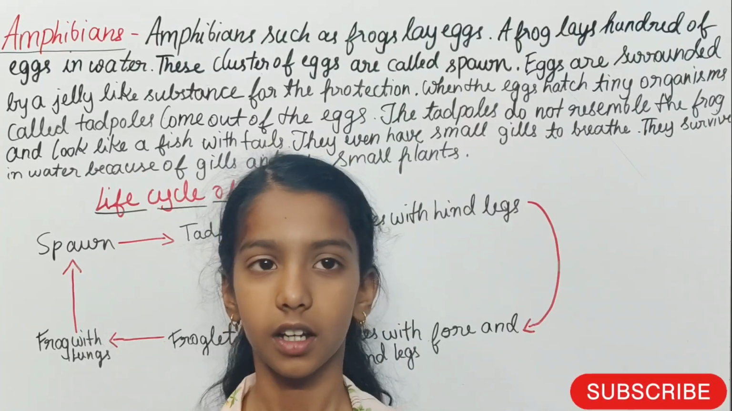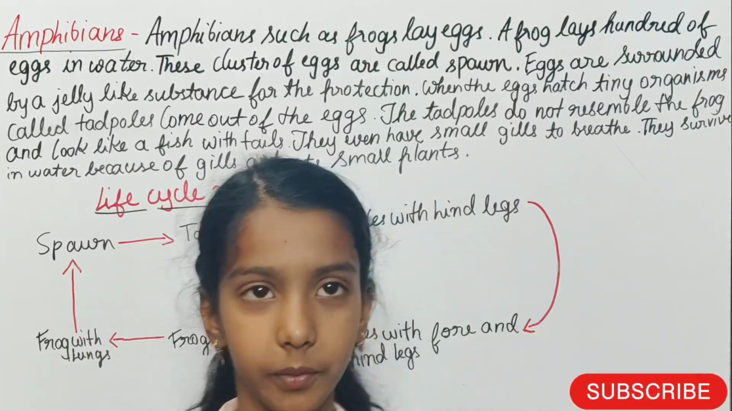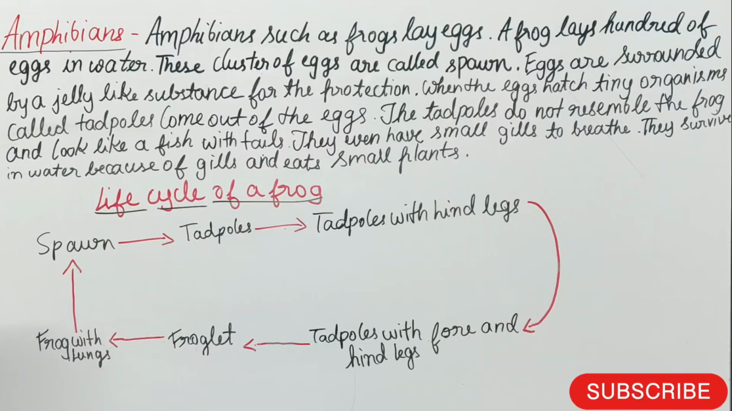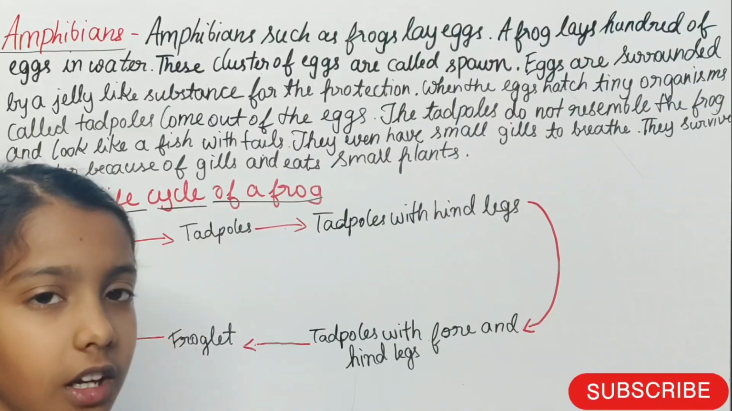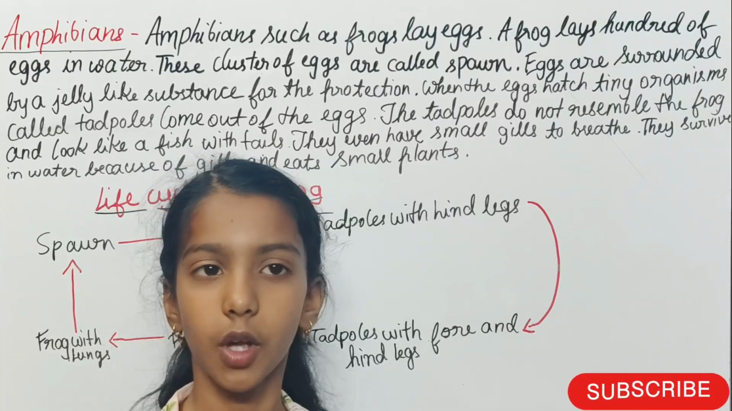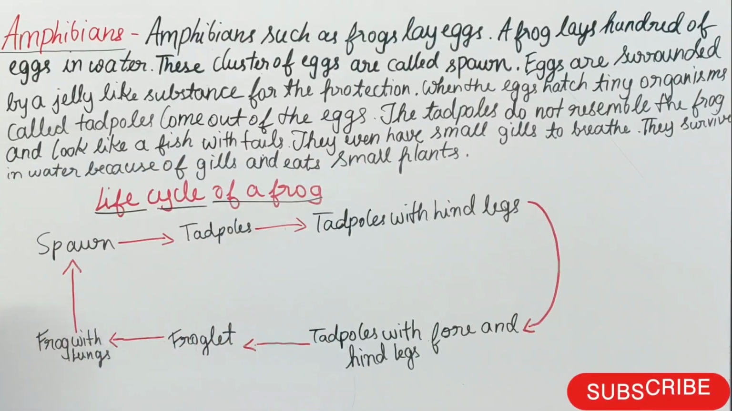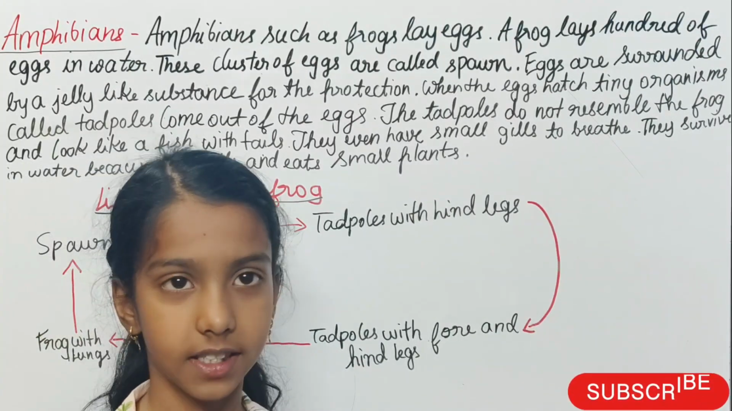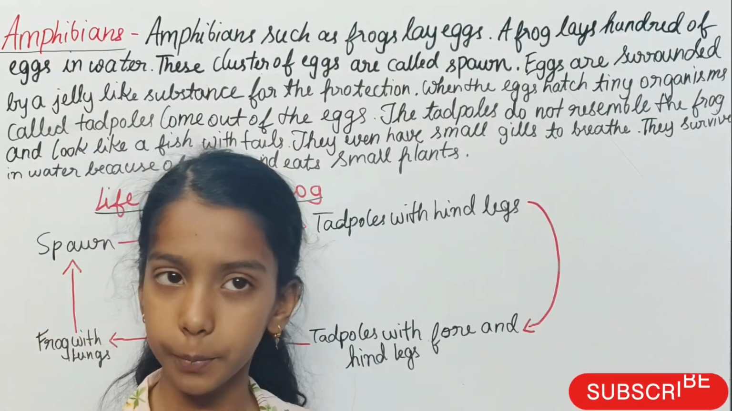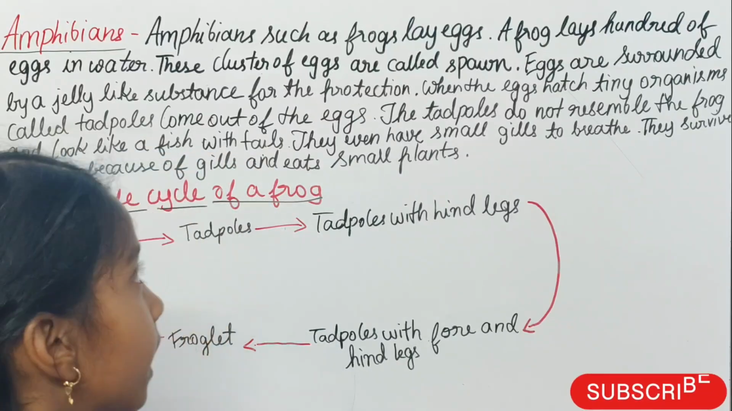Now we will learn reproduction in animals. First, we will learn about amphibians. You know amphibians? The animals which live on both land and in water are called amphibians. Amphibians such as frogs lay eggs.